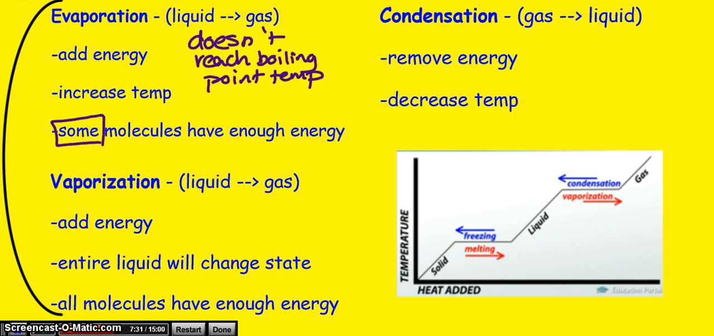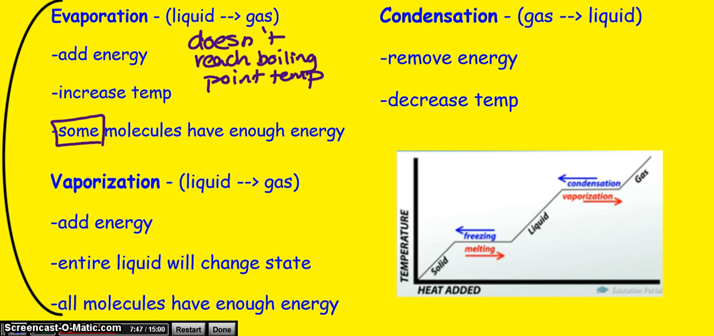But within a liquid, there's an average speed of the particles, and some are moving faster and some are moving slower. So those particles that have enough energy to break those forces of attraction at the surface of the liquid are then able to transition to the gas state.